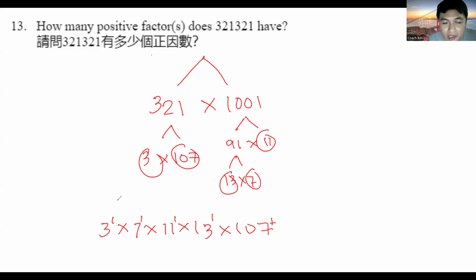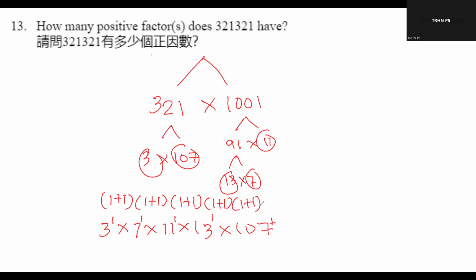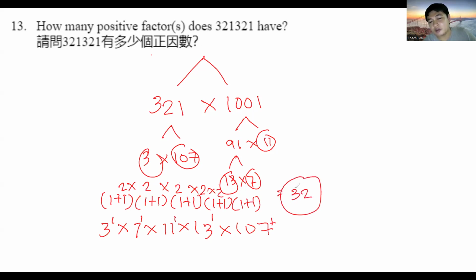Diba? We take their hidden exponents of 1, and we add 1 to each. And then we multiply to get the number of factors. So there are 5 bases. So that's 1 plus 1, that's 2 times 2 times 2 times 2 times 2. And that should give you 32 positive factors for 321,321. So are there any questions for number 13?